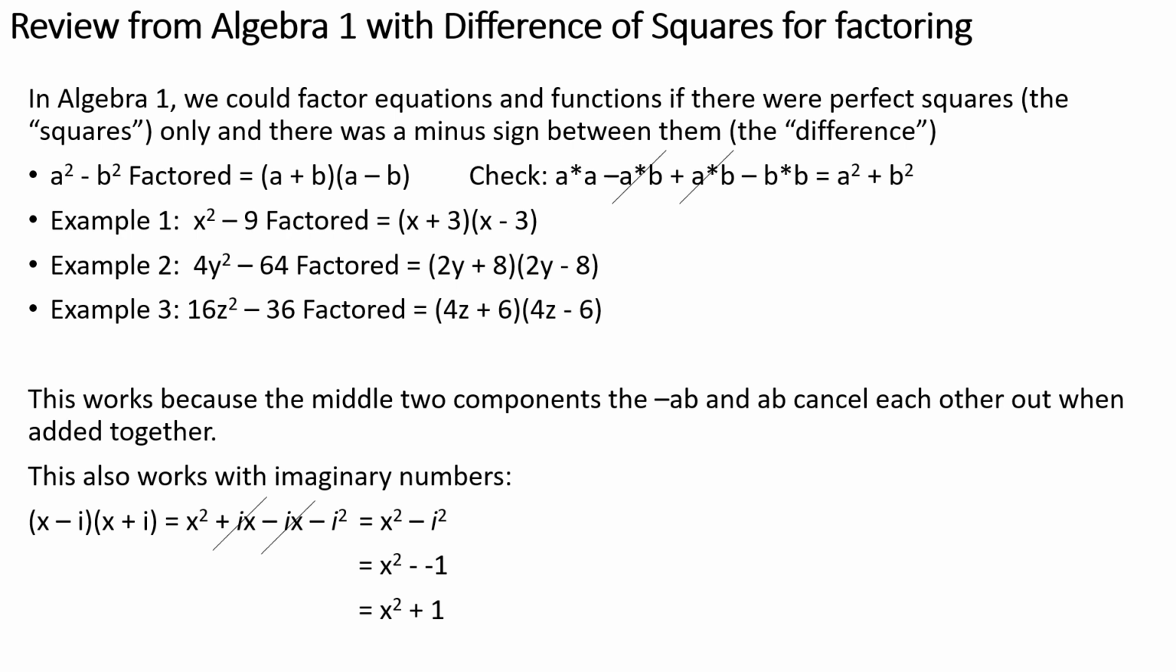cancel each other out, the O and the I in a FOIL, we do the same thing with imaginary numbers. x plus i times x minus i gives us, interestingly enough, x squared minus i squared. And remember, i squared is negative 1. So x squared minus negative 1 is the same as x squared plus 1. And we can do a lot with this, especially looking at its most basic levels of where something zeroes out on the imaginary and real plane.